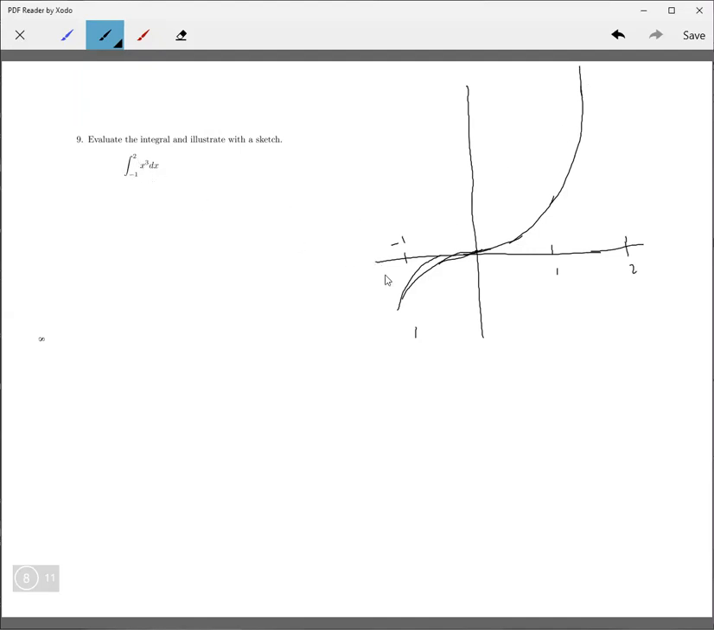Okay, so from -1 to 2, you have this area here, and then from 1 to 2, you have this area here. Okay, so this is what the sketch is going to look like. So basically, this integral will be this area minus that area. So all this area up here minus all that area.